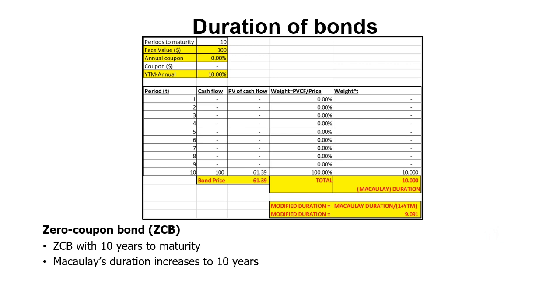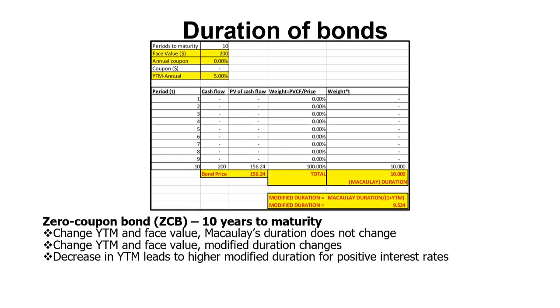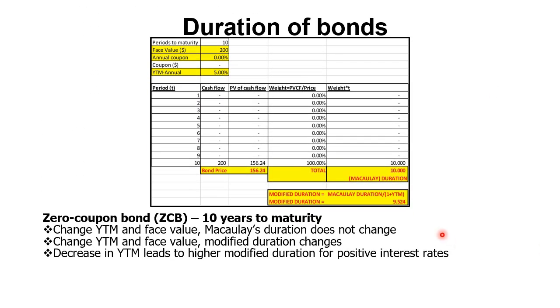Now, if we keep this 10-year bond and simply change the YTM and the face value, the Macaulay's duration will not change. But the modified duration will obviously change because of the change in the YTM. This is because the decrease in YTM will cause the modified duration to increase. Because the formula for the modified duration is Macaulay's duration divided by 1 plus YTM, and as the YTM changes, the Macaulay's duration divided by 1 plus YTM will change.